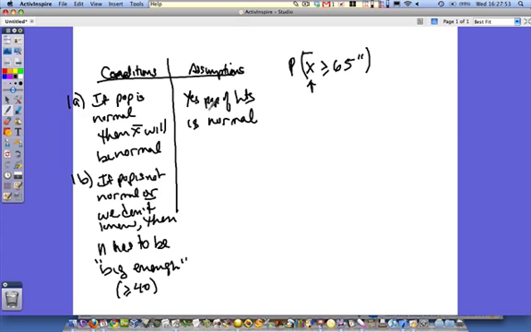Now most of the time we'll be able to actually show something in the problem that will prove it. Every once in a while, however, we'll have to assume that that is true, and we'll talk more about that next week when we get to that.